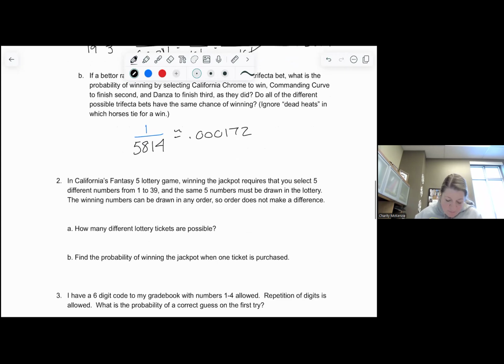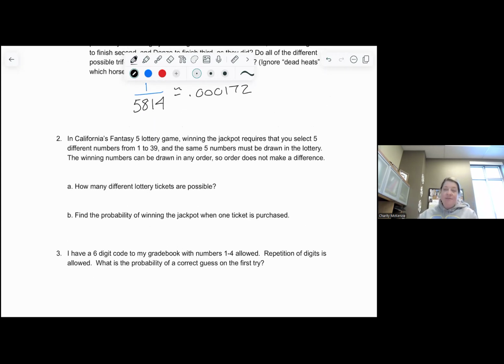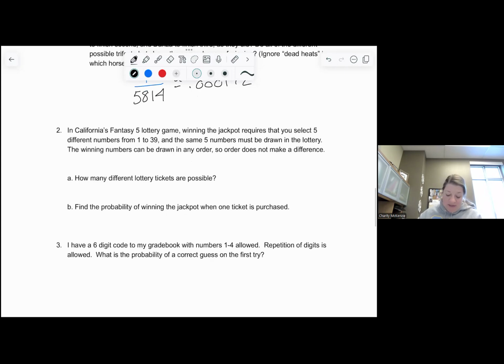Okay, number 2. In California's Fantasy 5 lottery game, winning the jackpot requires that you select 5 different numbers from 1 to 39, and the same 5 numbers must be drawn in the lottery. The winning numbers can be drawn in any order, so order doesn't make a difference. So order does not make a difference on this one. And this is common, Powerball, how it works. So for the first one, how many lottery tickets are possible?